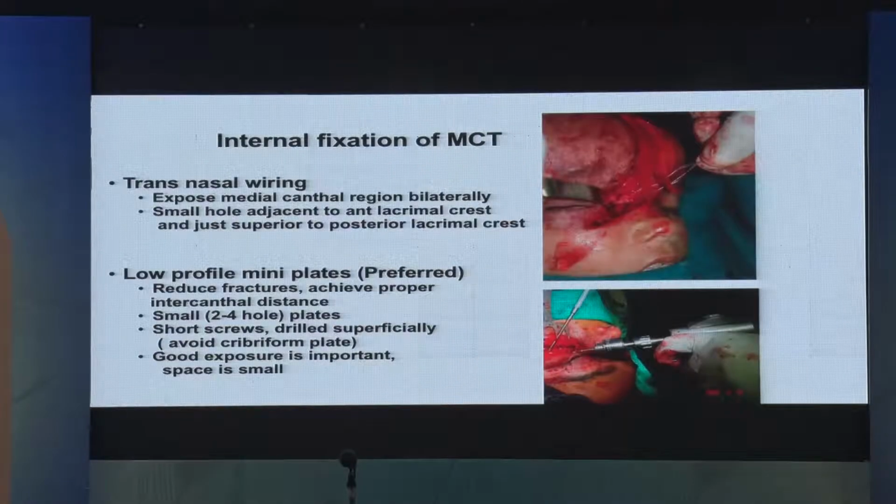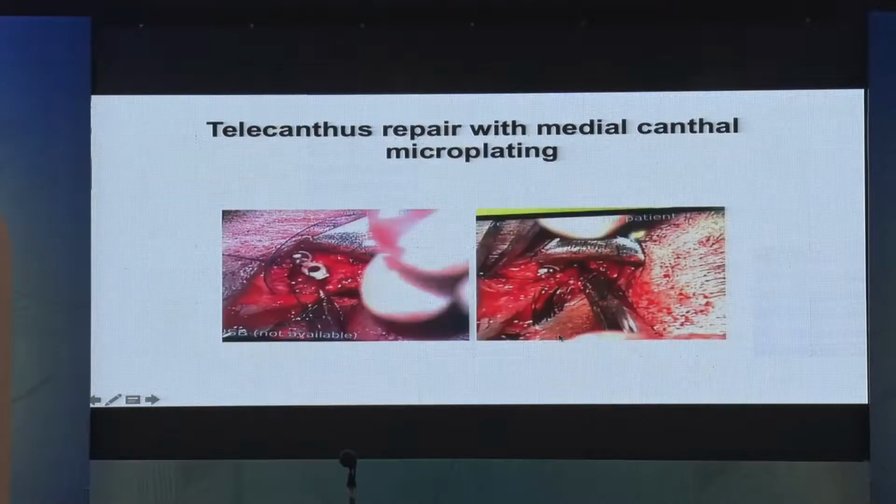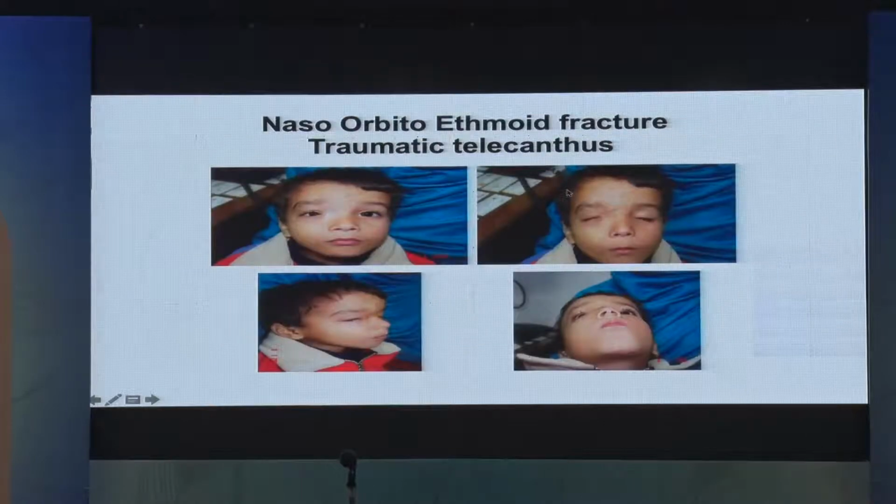Associated bony deformities may require either trans-nasal wiring or low-profile mini plates to be placed, because there is a bony deformity as well. So you need to have small micro plates of titanium with short screws which can be fixed there and which provide a good correction of telecanthus.